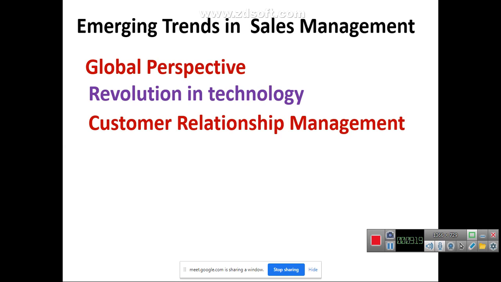And just to add, regarding the various types of relationship that we see in our market, particularly in sales, three types of relationship can be seen. The first one is the transactional relationship. The second type is the value added relationship, and the third one is the collaborative or partnership relationship selling.